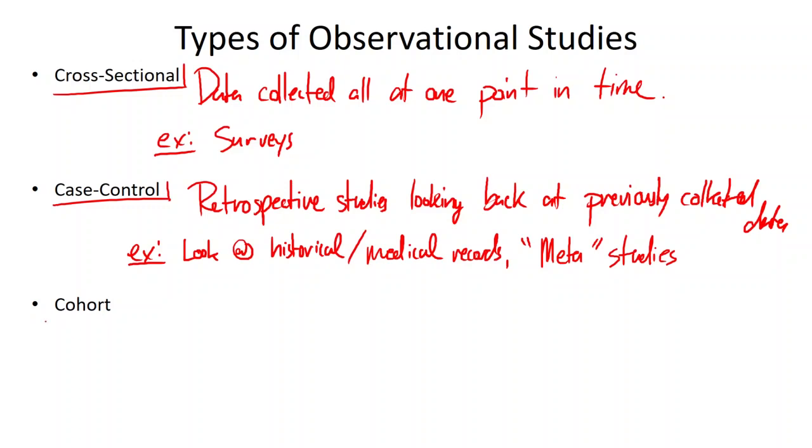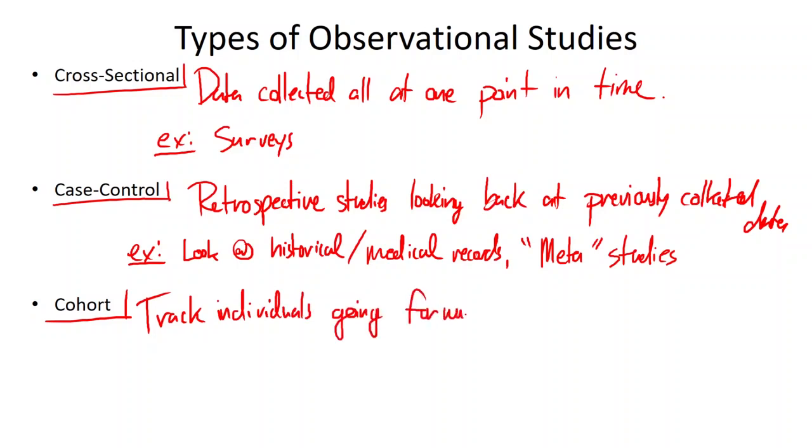And then the cohort study is where you track individuals going forward in time. So you start at one point, and then you just see what happens to those people as they go. You're still not introducing any treatments or anything like that. You're just seeing how they go throughout time. Like the marshmallow study, where they actually track them over time, and that was part of the data they collected. They collected a lot of other stuff.